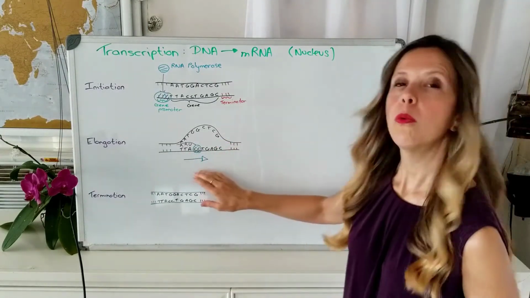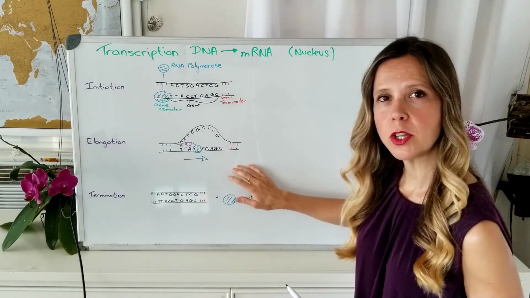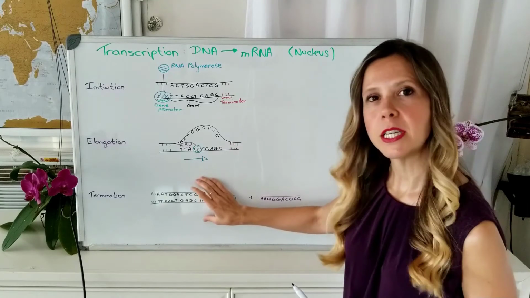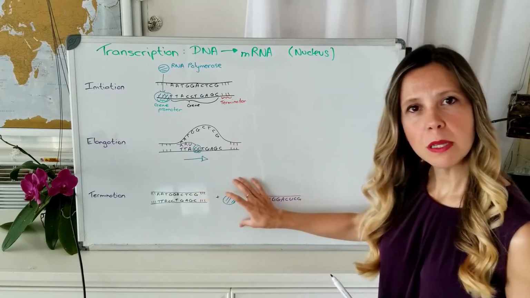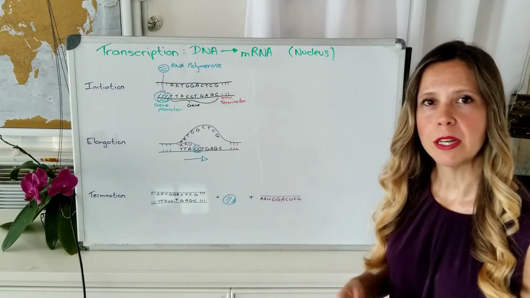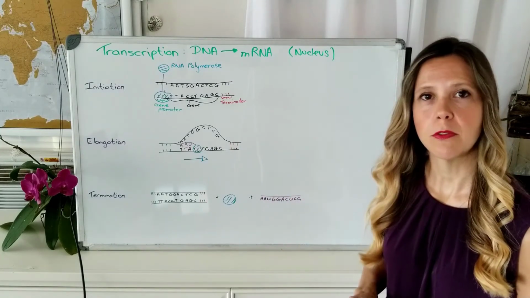Once the RNA polymerase reaches the terminator, transcription is going to stop. The piece of DNA will be released, the RNA polymerase will be released and can be reused, and the messenger RNA will be released and then moves into the cytoplasm for translation.